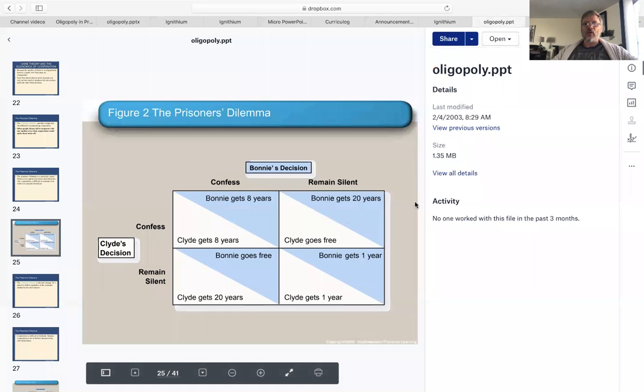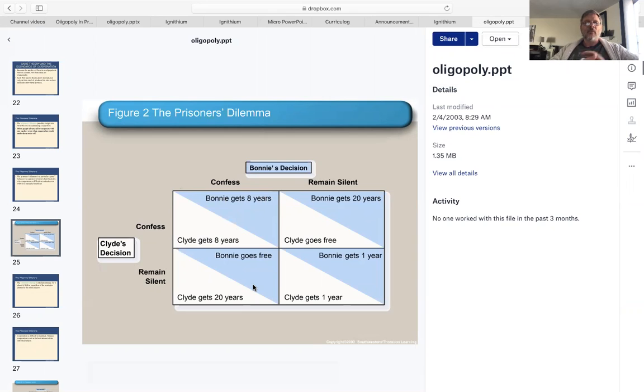Okay, I'll go back to this one. Hopefully this is big enough that you all can see, like Bonnie gets 8 years, Clyde gets 8 years, and so forth? Yeah. Okay, so this table, like I said, it's called a game matrix.